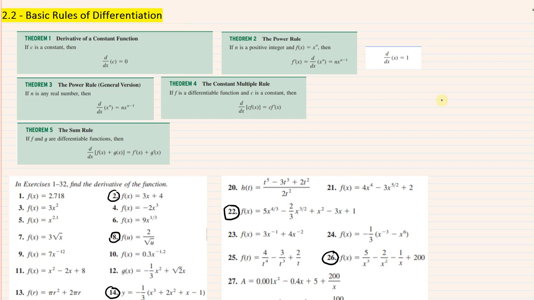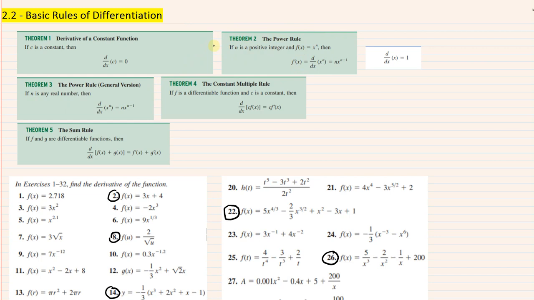Okay, Theorem 3. This is the general power rule. It looks just like the power rule in Theorem 2. What is the difference? The difference is that Theorem 2 assumes that n is a positive integer, so for example n is 1, 2, 3, and so on, whereas in Theorem 3, n is any real number. So you can pretty much think of Theorem 2 as a subset of Theorem 3. All you need to know is really Theorem 3.